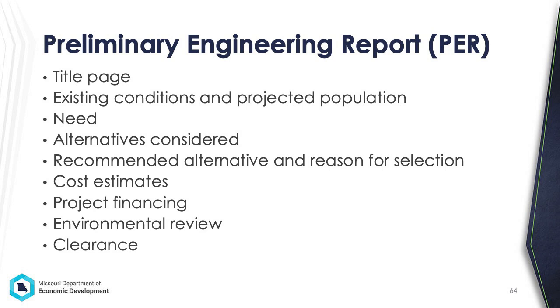Most PERs will require the content listed here. Wastewater PERs follow a similar structure but have more detailed requirements for each section. We of course need a title page that is signed and sealed by a Missouri licensed professional engineer. This should include the project name, owner, PER preparer, submittal date, project summary, and any relevant maps, photos, and sketches.